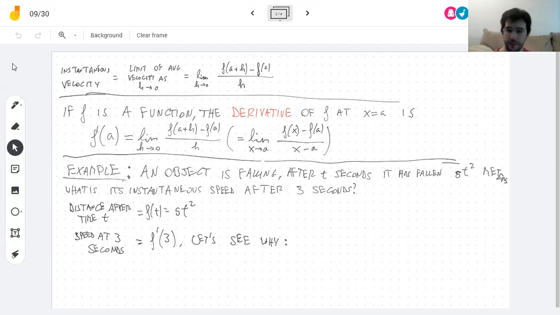If you didn't like letters, 30. 30? Yeah, it's 30. Good job. If you didn't like what I was doing before with letters, let's do it with a concrete example here.